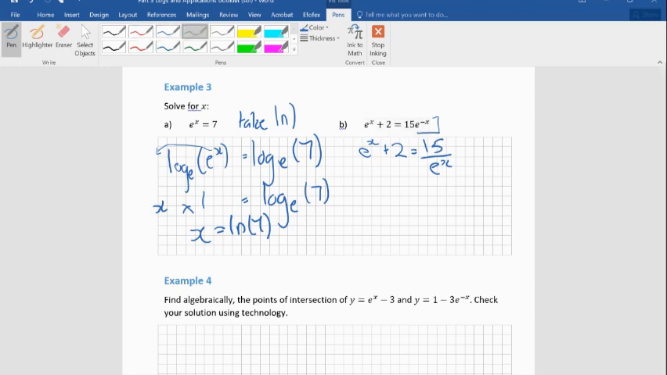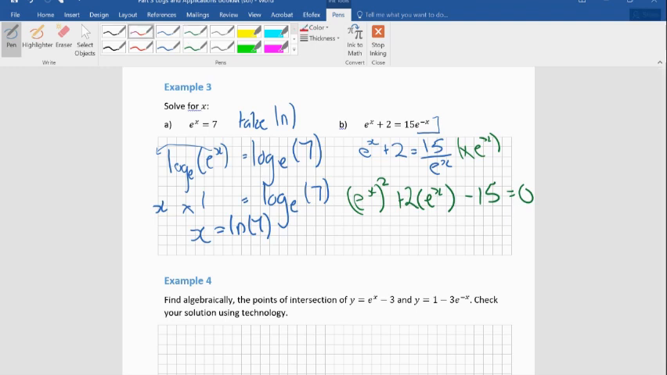So you've got x on the bottom. So what we do is we multiply everything by e to the x. If you multiply everything by e to the x, you'll get e to the x all squared plus 2 lots of e to the x, take 15 equals 0. Now that will just become 15. I've just put it on the other side.